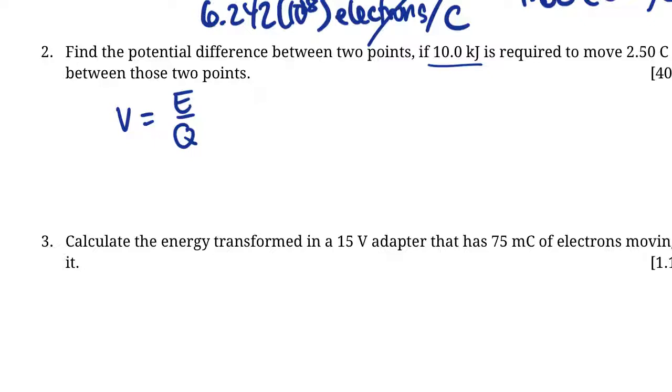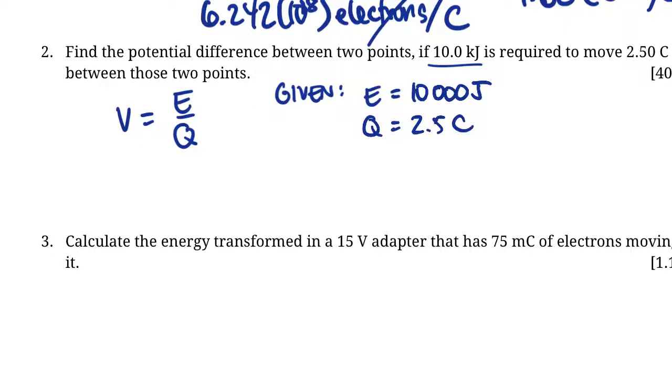We want joules. So before we plug stuff in, I'm going to write down what we have given in this question. We have the energy not as 10 kilojoules, but if we turn that into joules, what would that be? Remember, a kilojoule means 1,000 joules. So 10 kilojoules would be just 10,000 joules. And we also know Q, our charge, is 2.5 coulombs.